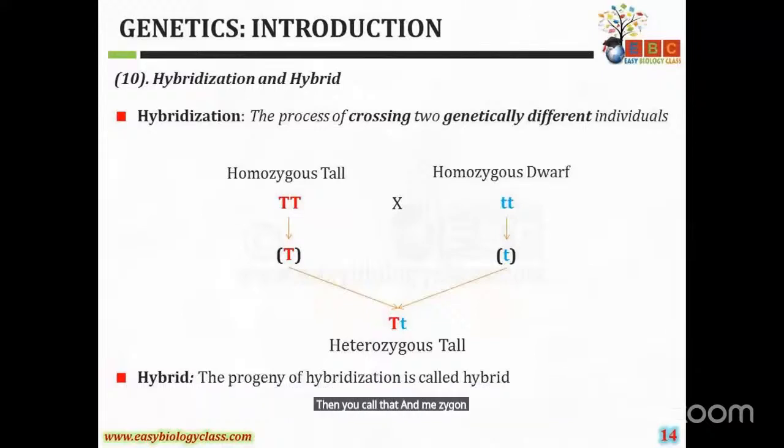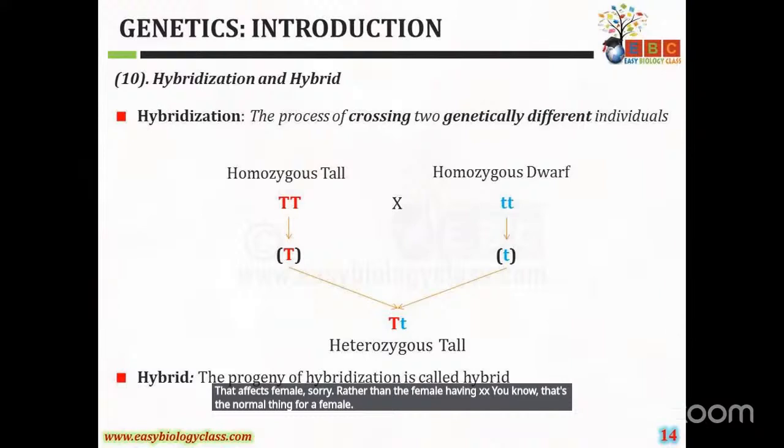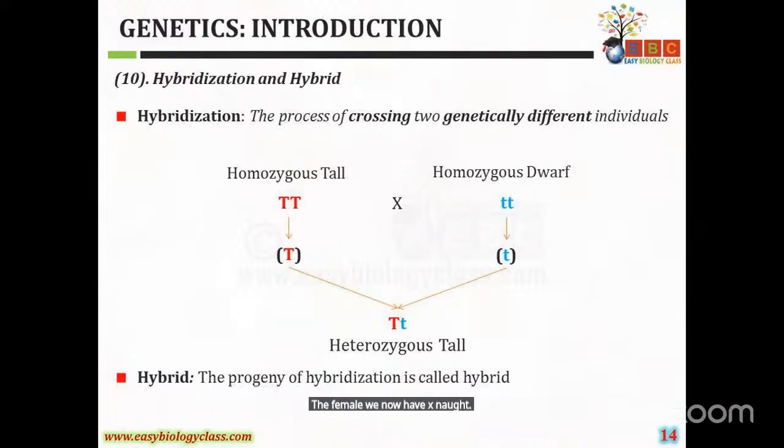For instance, have you heard about Turner syndrome before? Turner syndrome. No, sir. Okay, it's a disorder or a condition that affects female, sorry, rather than the male. Rather than the female having XX, you know, that's the normal thing for a female, the female will now have X naught. That is, the other X will be missing. So only one allele will be representing that gene. The other allele is missing. That is hemizygous.